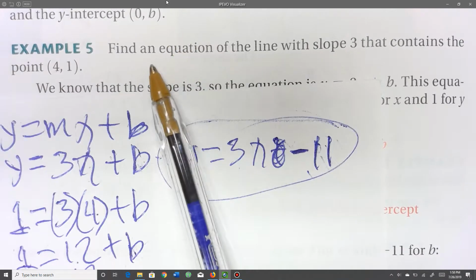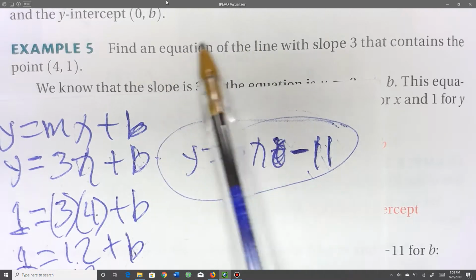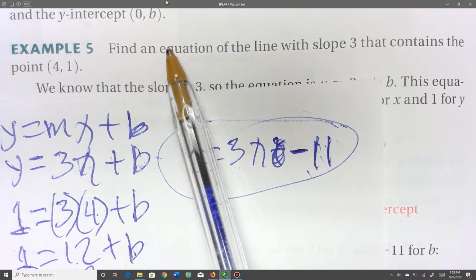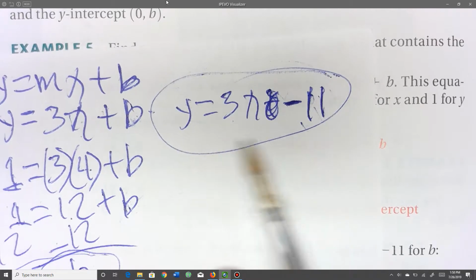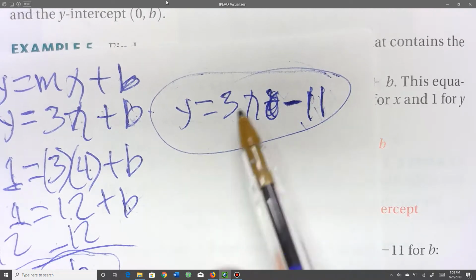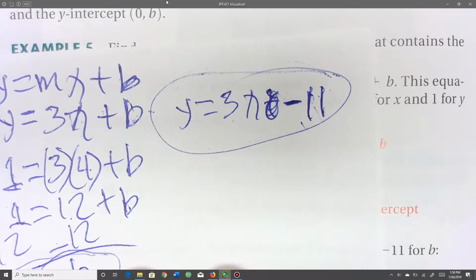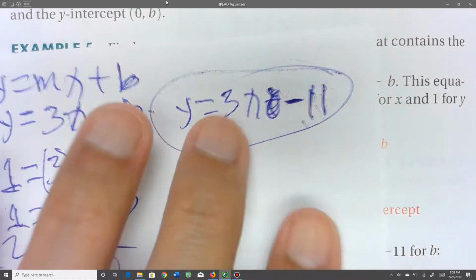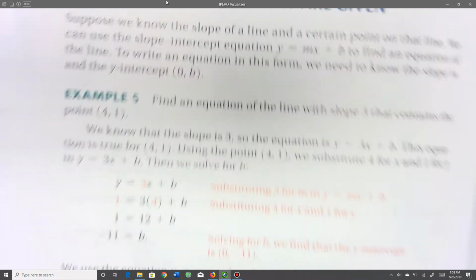Notice that here, when they ask you to find an equation, they don't tell you which form of the equation you need to use. So if you can find an equation in slope-intercept form, that would be the easiest way to do it. Okay, so go ahead and use that. All right, so let's move on.